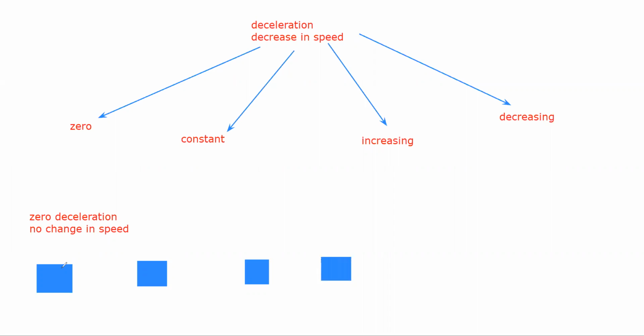Say an object was moving with 5 meters per second. After some time, it remained 5. And throughout the motion, the speed will remain 5 meters per second. So at point A, it was 5. At point B also it's 5. At point C, 5. At point D also 5.